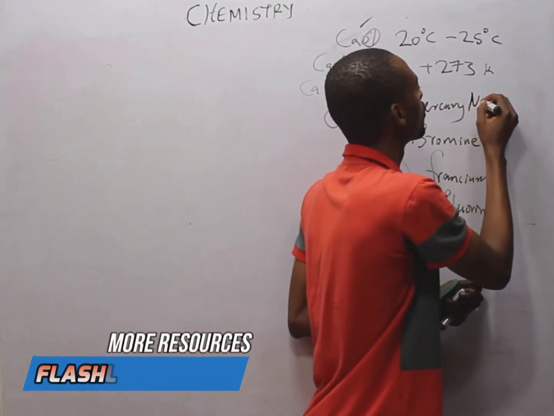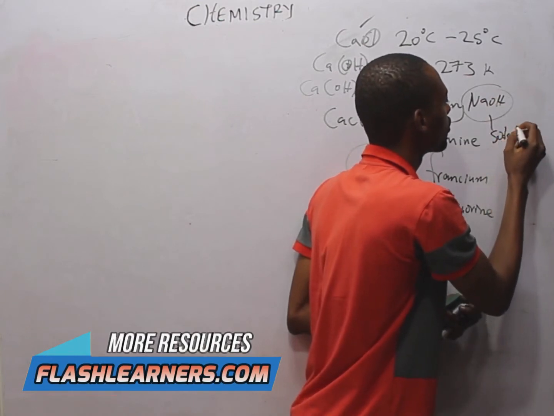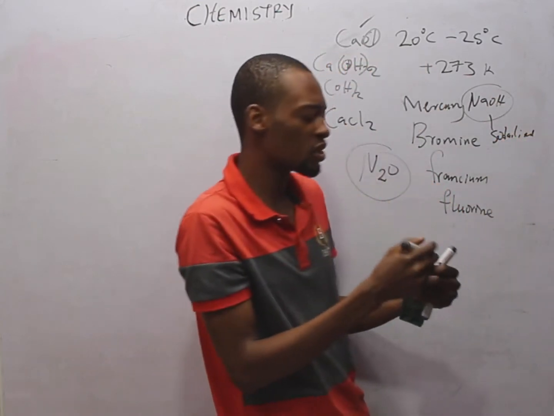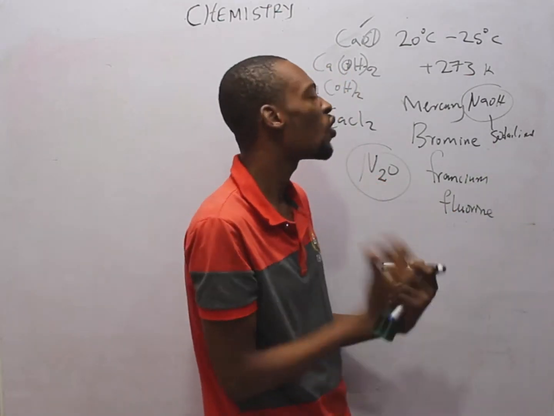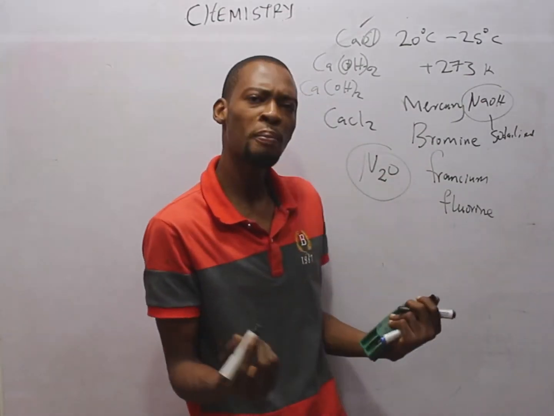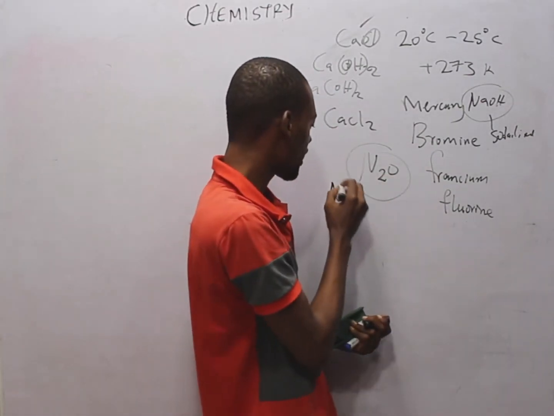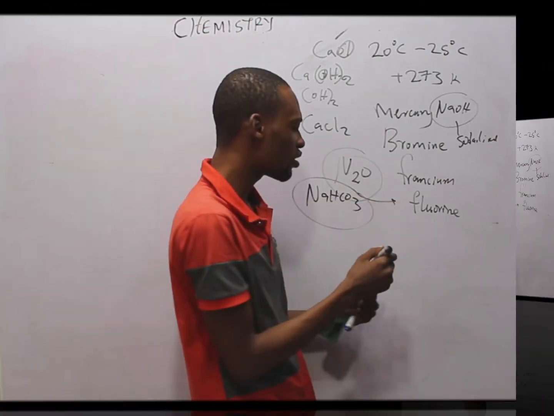Soda lime, or caustic soda. So the common name for sodium hydroxide is soda lime, or you can call it caustic soda. Sodium bicarbonate, NaHCO3, this is called baking soda.